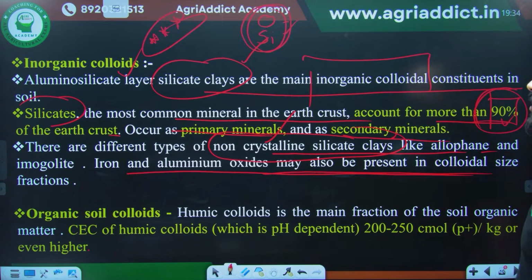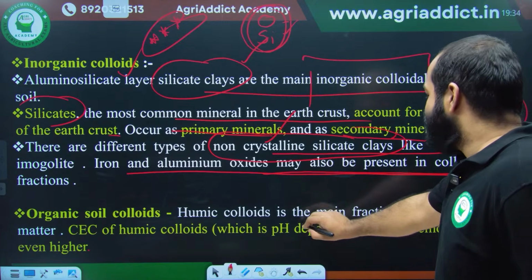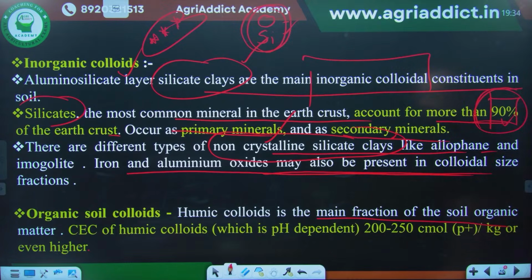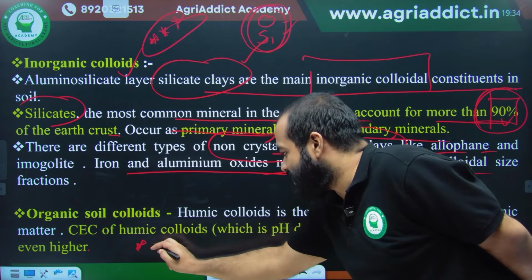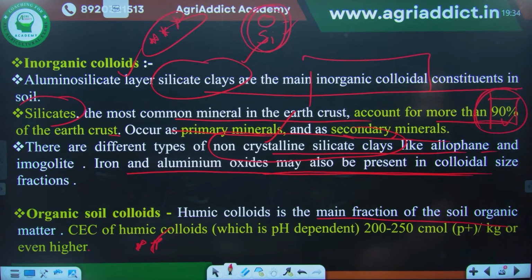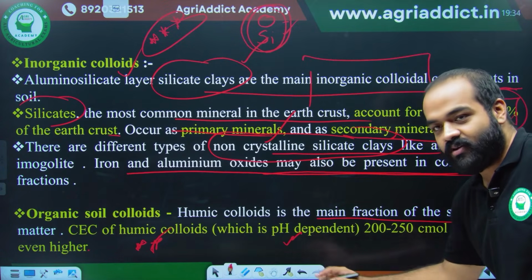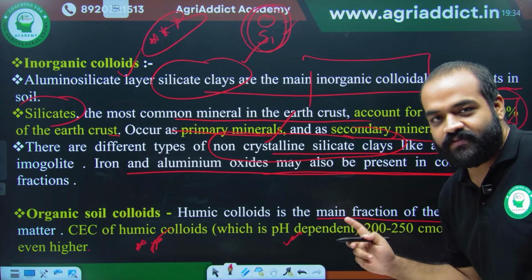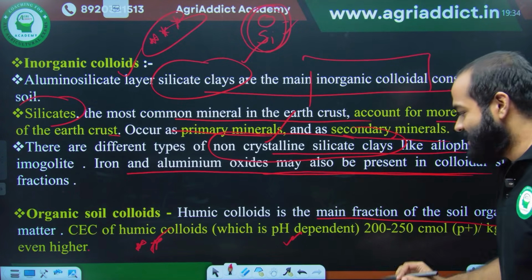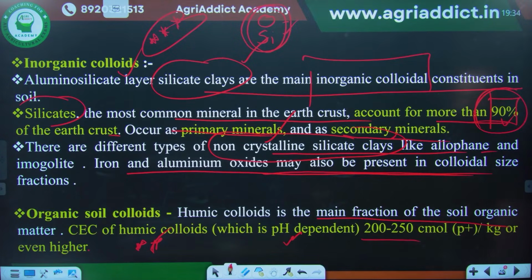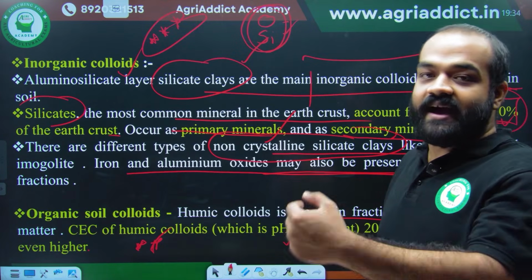All right. Organic soil colloids, humic colloids is the main fraction of the soil organic matter. इसका सबसे important part जो है that I have highlighted for you, CEC of humic colloids which is pH dependent. हमेशा याद रखना, CEC of humic colloid is always pH dependent and it can range from 200 to 500 centimole positive charge per kg of soil or it can go even higher.